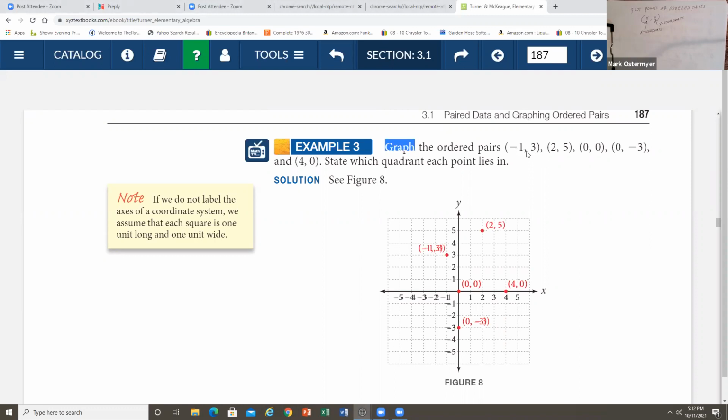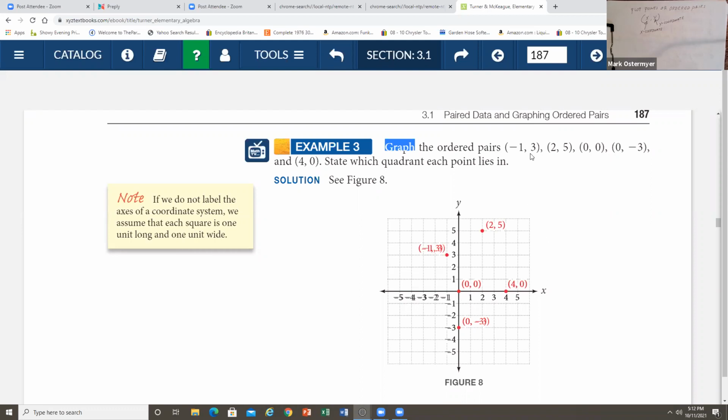To plot -1, 3, we start at the origin. And by the way, the ordered pair address of the origin is always 0, 0. Because 0, 0 is sitting on the 0th tick mark as far as the x-axis is concerned, and it's sitting on the 0th tick mark as far as the y-axis is concerned.